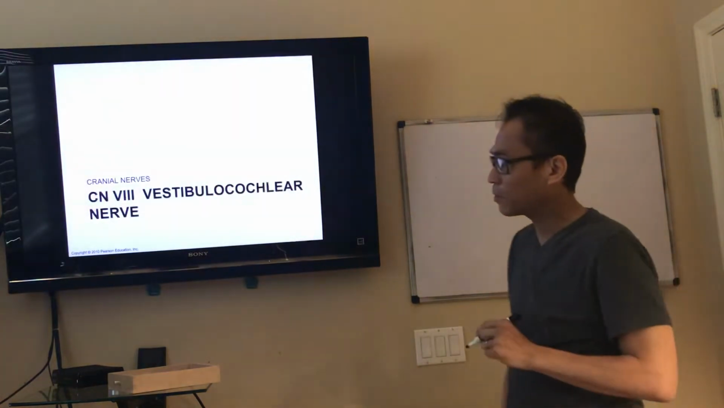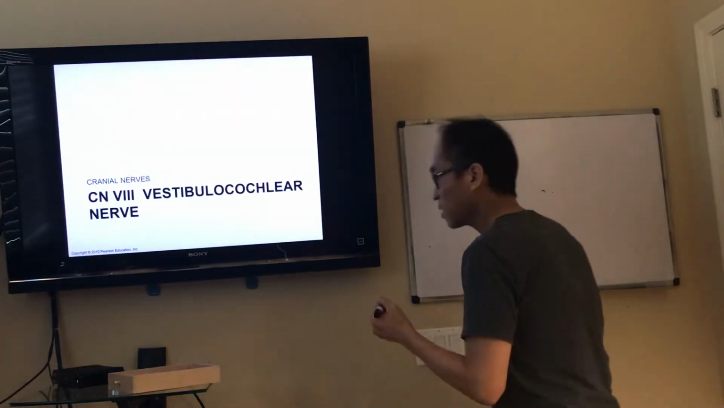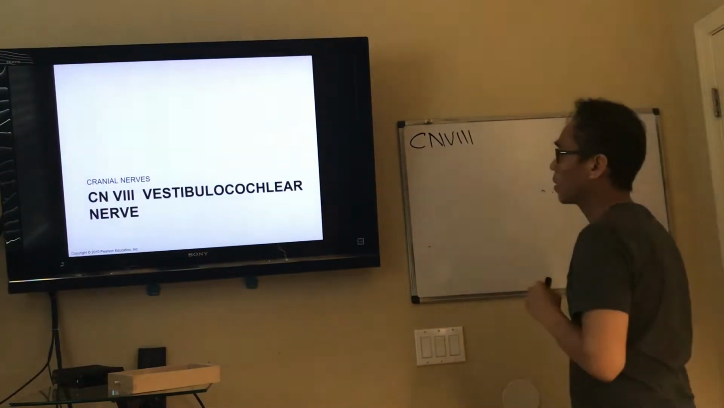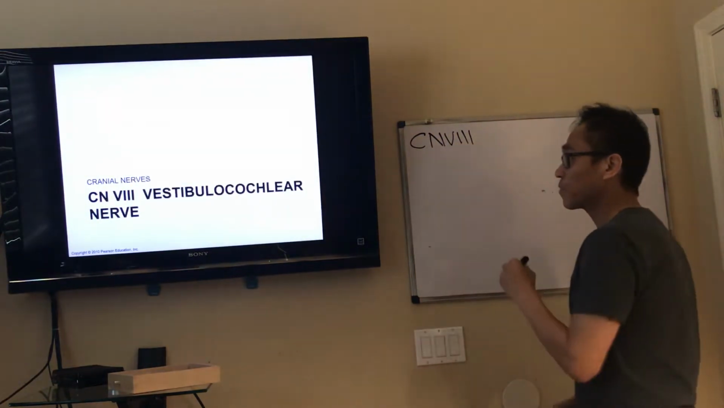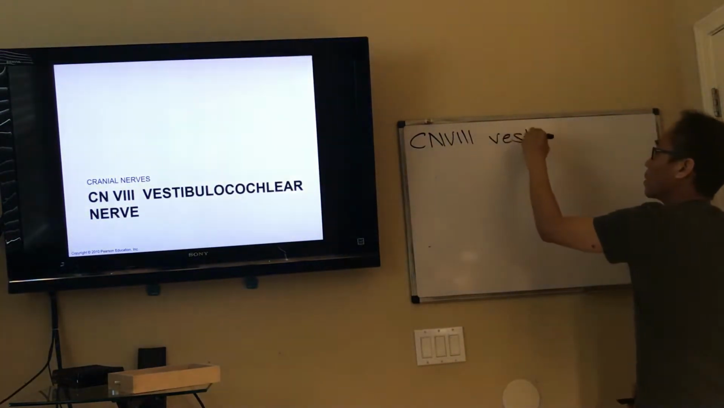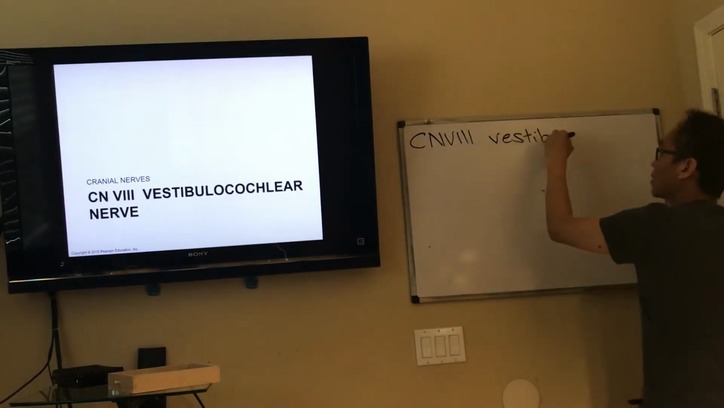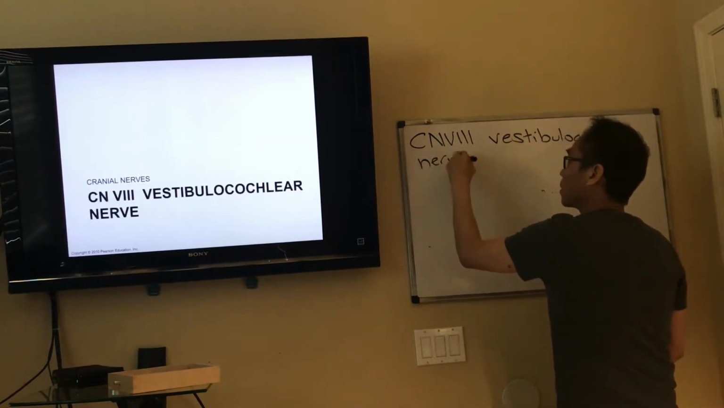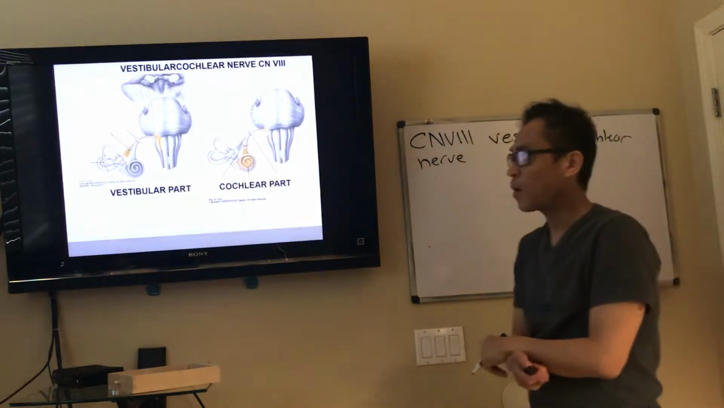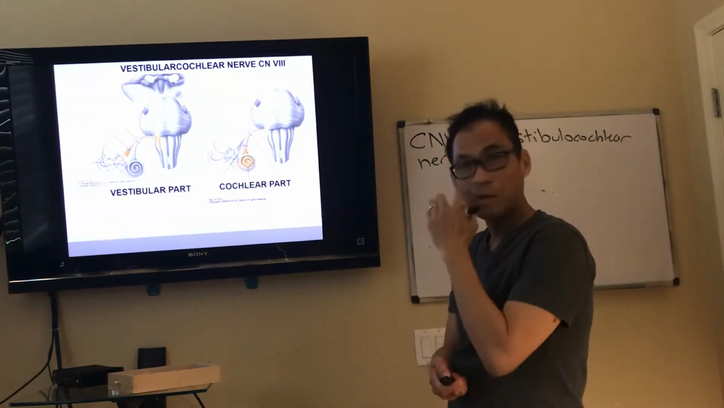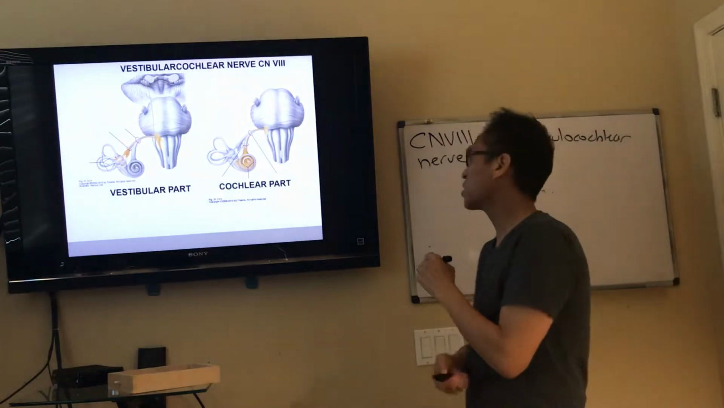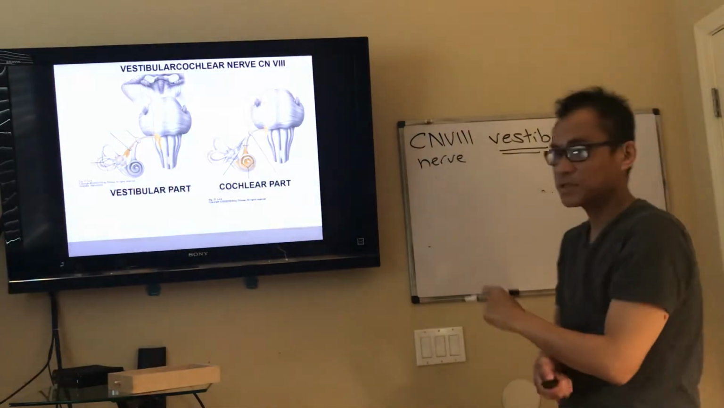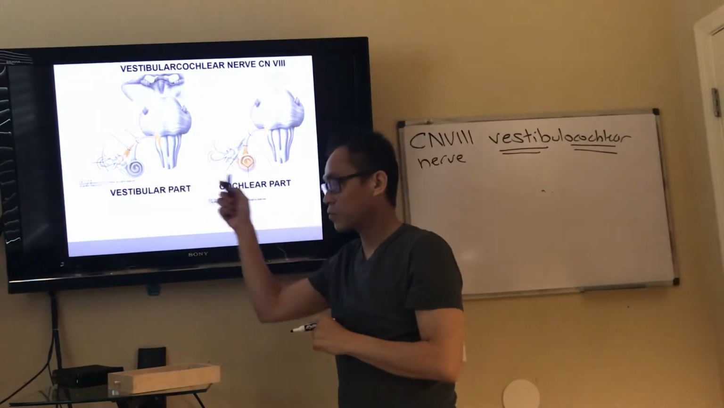So, this is the cranial nerve that will innervate inner ear structures. Cranial nerve 8, vestibulocochlear nerve. That's the innervation there. And there's two parts. There's a vestibular branch and a cochlear branch that detect different sensations. Vestibular branch, cochlear branch, as you can see from the picture. And we're going to learn these different structures of the inner ear.